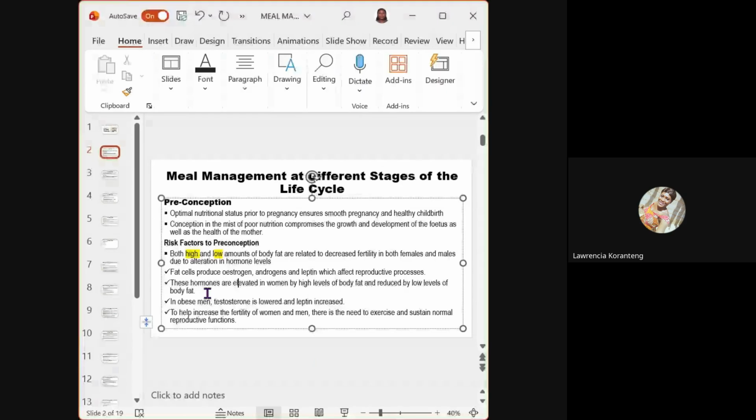Now let's go to nutrition for pregnancy. Now we have finished the preconception, what you need to do if you want to get pregnant. Now you are into it. So those of you that are pregnant, this is for you. Now we are pregnant. We are all pregnant. What are the risk factors?